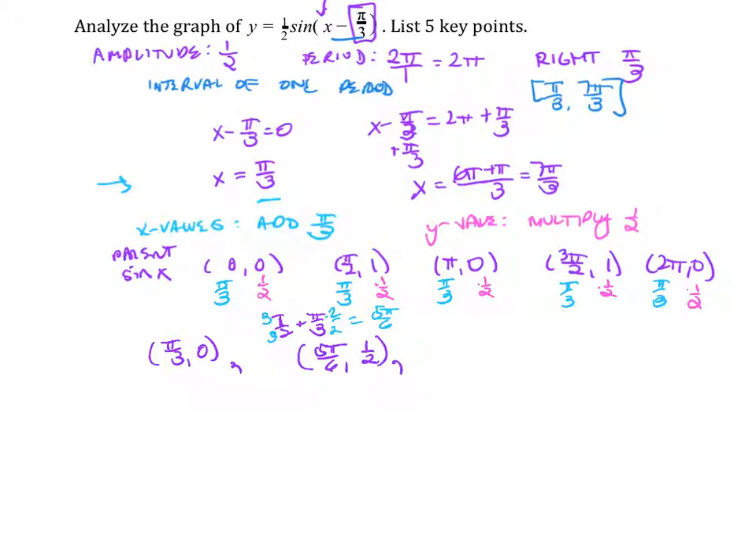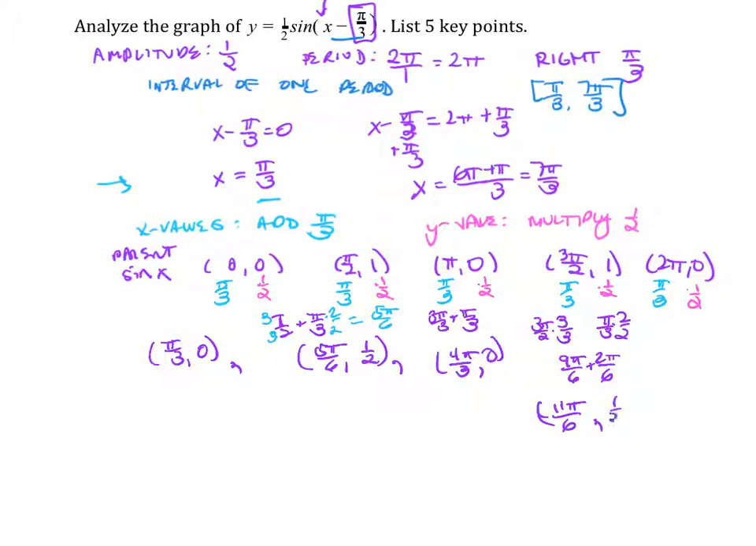Then we're going to add pi to pi over 3. So that's 3 pi over 3 plus pi over 3. That is going to be 4 pi over 3. And 0 times 1/2 is 0. Then 3 pi over 2 plus pi over 3. So 3 pi over 2, we're going to multiply by 3, and the pi over 3, we're going to multiply that by 2. So this is going to be 9 pi over 6 plus 2 pi over 6. So this key point is 11 pi over 6 and negative 1/2.